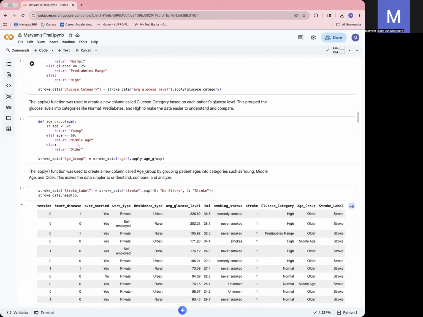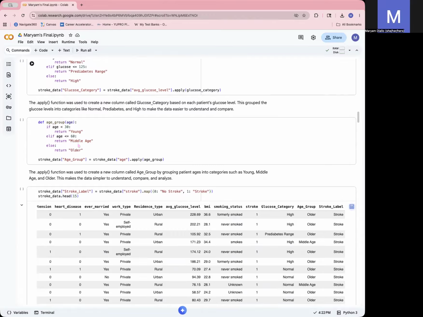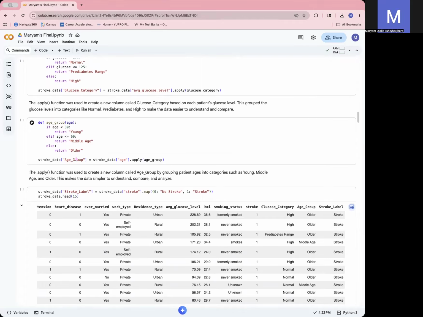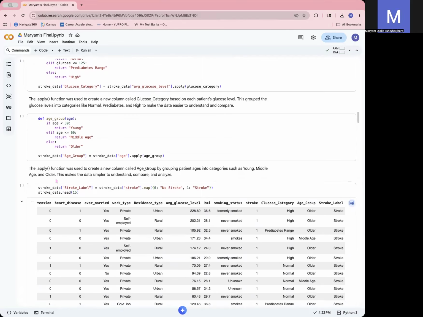The second column that I created was to divide the patients into age groups. Young is anyone under 30, middle is anyone between 30 and 60, and older is anyone over 60 years old. This just made it easier to compare stroke rates across different ages.